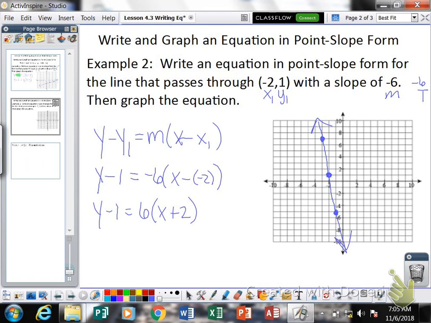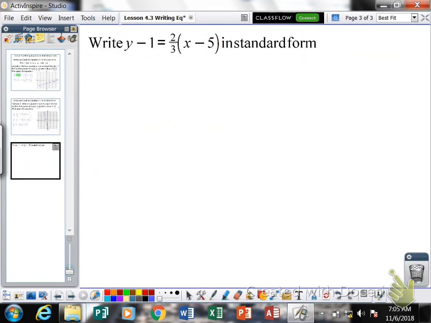So in this example, I'm going to show you how, here you have an equation that is written in point-slope form. So your point has already been given, and you have your slope. Now we want to transform it into standard form. So again, using your formula sheet, what is standard form? ax plus by equals c.